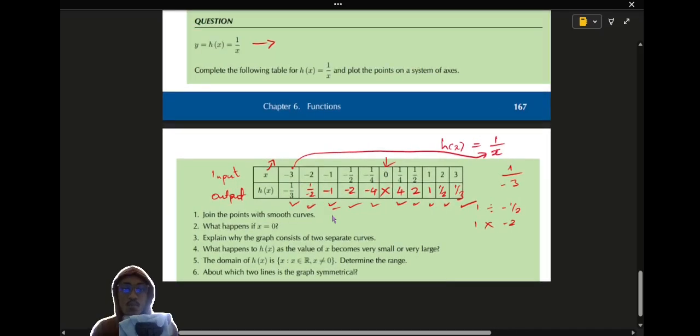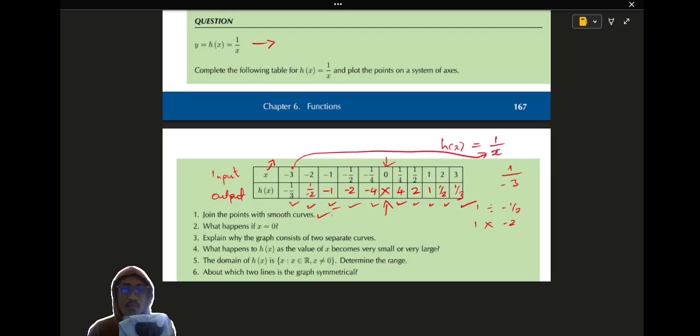Okay, we are done with number 1. They say what happens if x is equal to 0? What happens here? Well, our graph is undefined. So the graph or h of x is undefined here, because when you divide by 0, you always get an undefined answer.